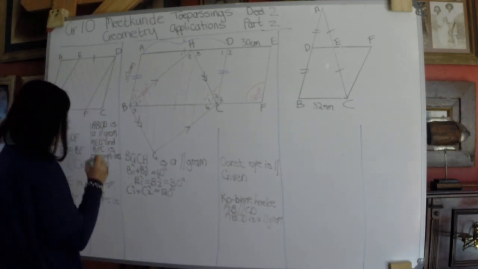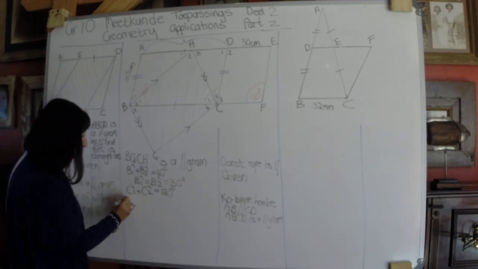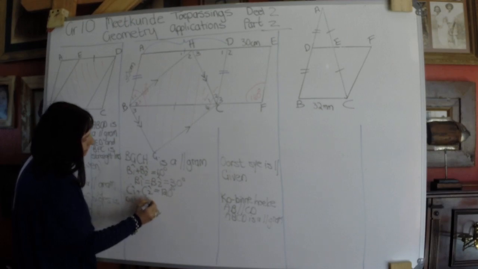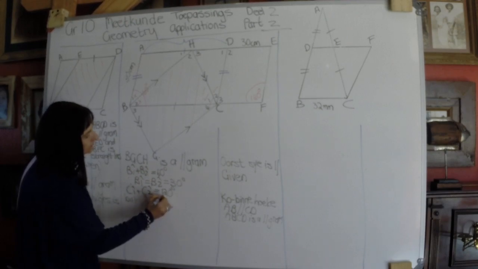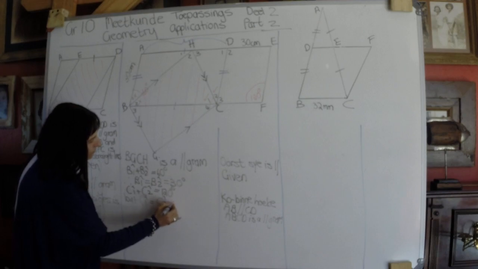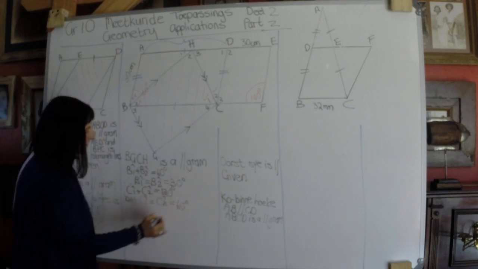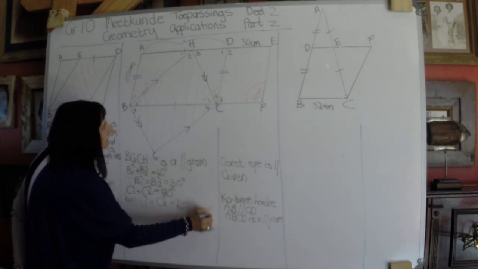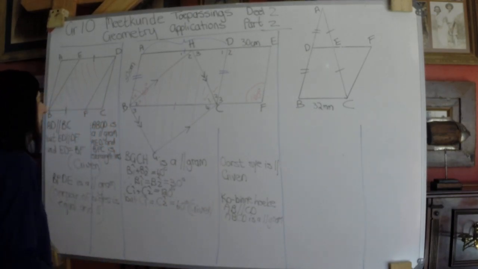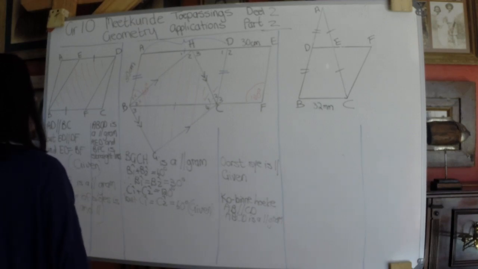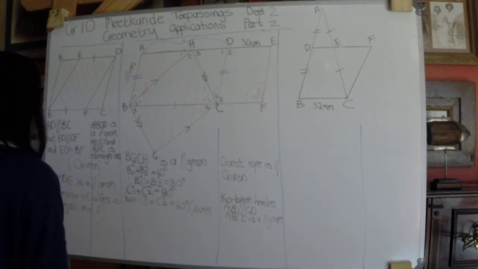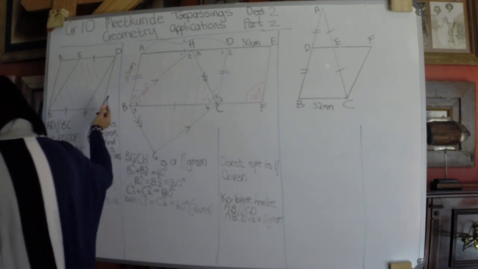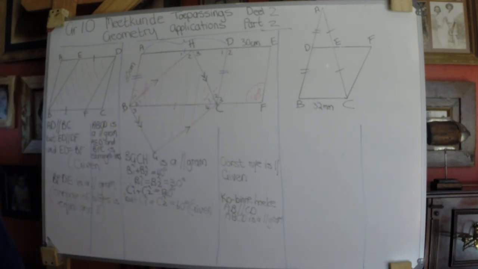Okay, but C1 equals C2. That's been given. Therefore, they are all 60 degrees. That's been given. Okay. Now, we know this is a parallelogram. We know that that's a parallelogram.